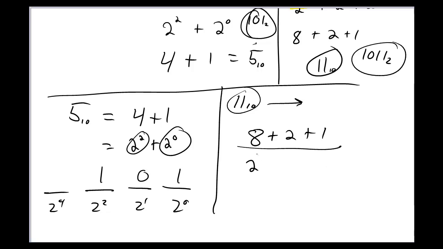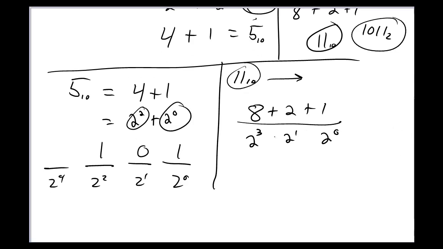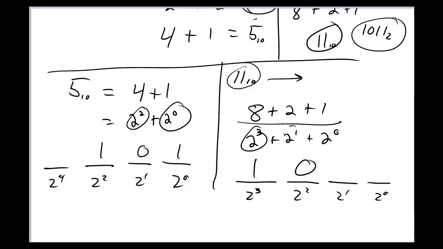And then you rewrite 8 as 2 cubed. 2 is 2 to the first. 1 is 2 to the 0. And again, you've got 2 to the 0, 2 to the 1, 2 squared, 2 cubed. These are your columns. And for the cubed column, you've got a number. For the 2 squared, you don't have any 2 squared, so you fill that in with a 0. But 2 to the first and 2 to the 0 have 1, and we get back the number 1011.